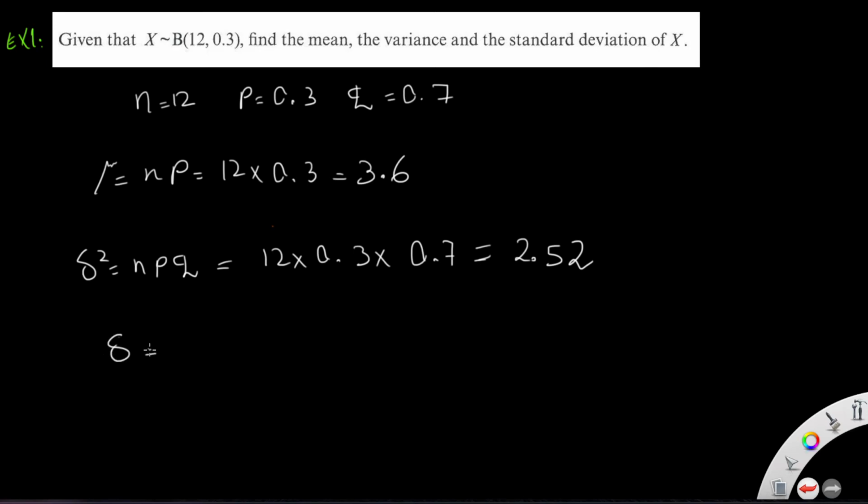And to find the standard deviation, denoted by sigma, or you can write SD, which is the square root of variance, so it will be the square root of 2.52, giving you an answer of 1.59, correct to 3 significant figures.